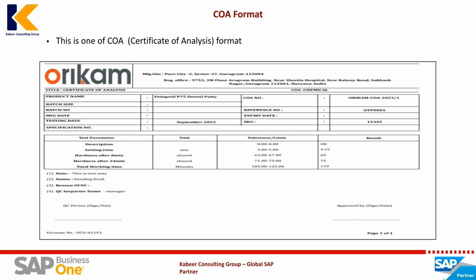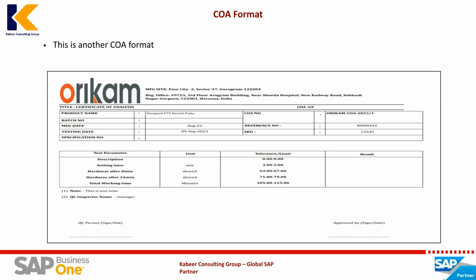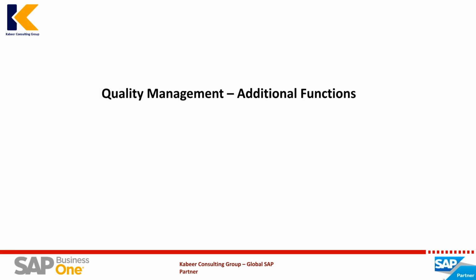Finally, this slide shows one of the available Certificate of Analysis, or COA, formats generated by the add-on. Here is an example of another COA format available within the Quality Management Add-on. Now let's briefly look at some additional functions included in the Quality Management Add-on.